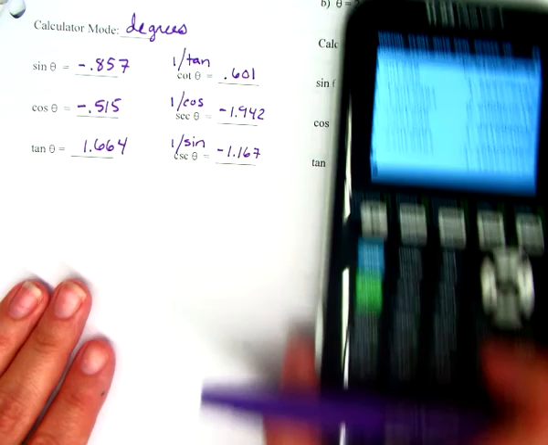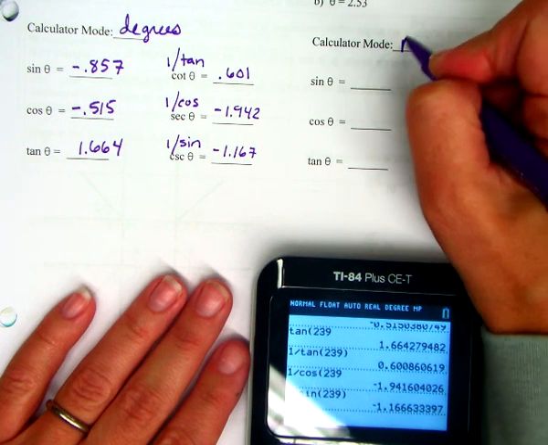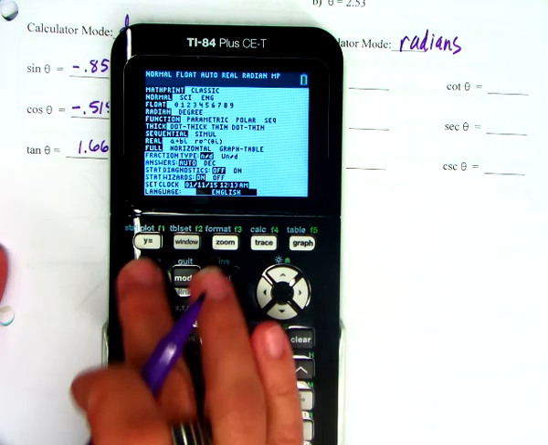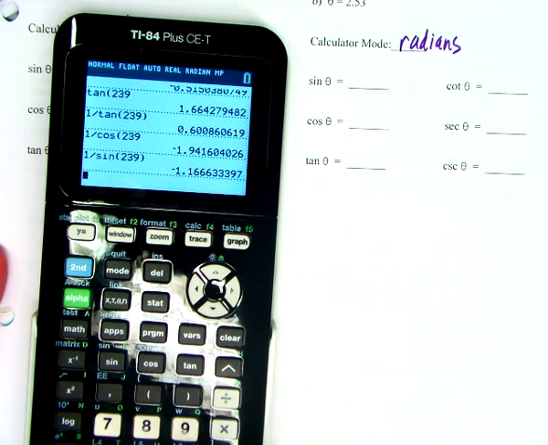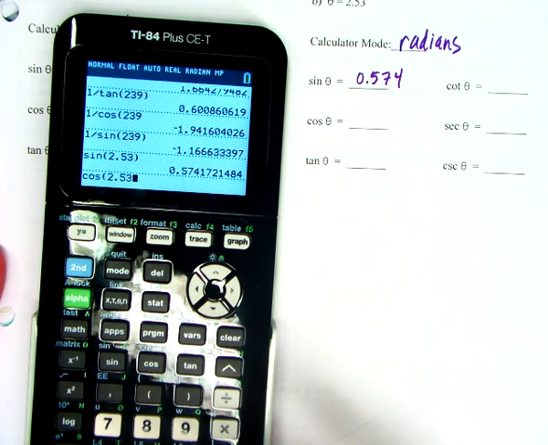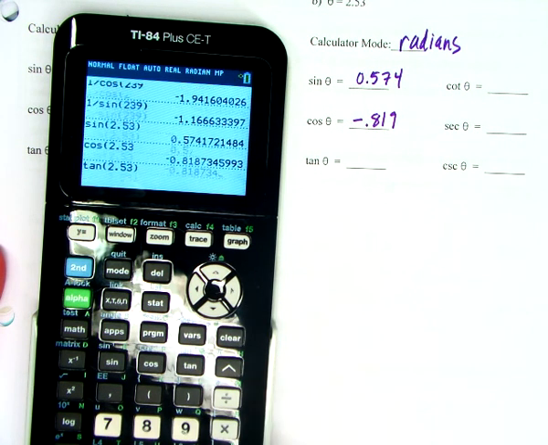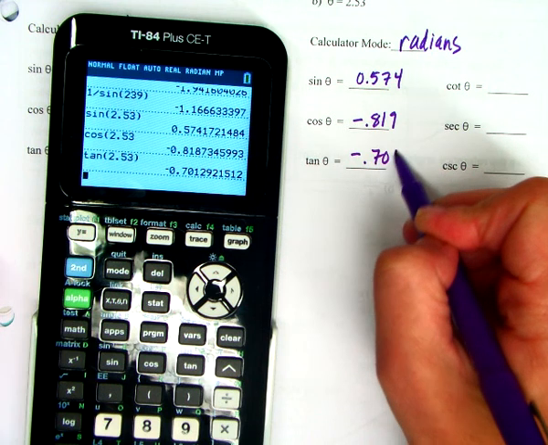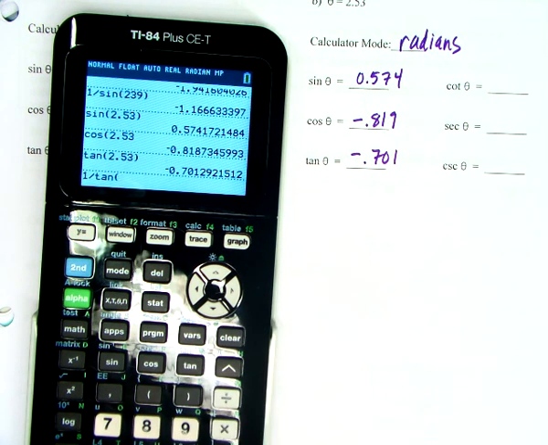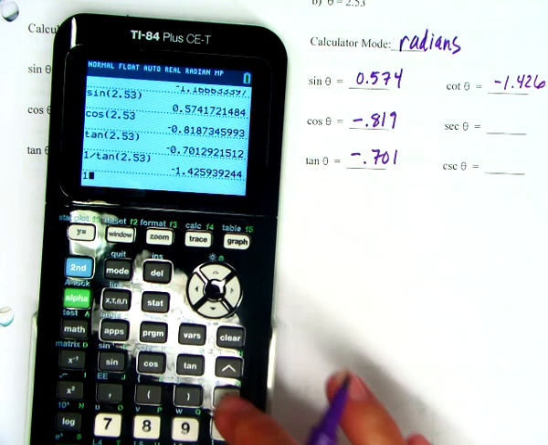Okay. For this next one, it says 2.53. Notice there's no degree symbol. So what is our mode? Radian. So go back into mode, switch it to radians, and then you can just figure all those out. 2.53 cosine. Okay, so these are pretty easy. And you can kind of check your signs. We'll talk about those in a second. Just make sure you're getting the same answers I'm getting.